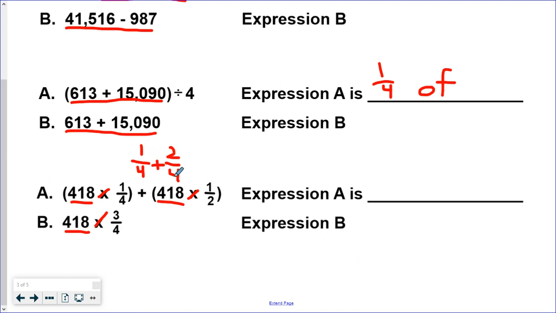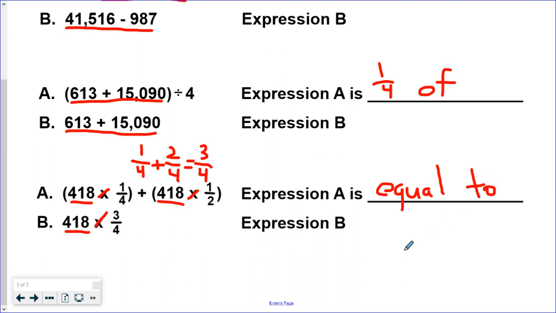So I'm going to add these two numbers together. I have 1/4 plus 2/4. And when I add those together, that gives me 3/4. Okay, so when I add 1/4 and 2/4 together, that's 3/4. So then you notice the top one has 3/4 and the other one has 3/4 as well. So that probably tells you, hey, they're both the same. They are both equal to each other. So I'm going to say expression A is equal to expression B.